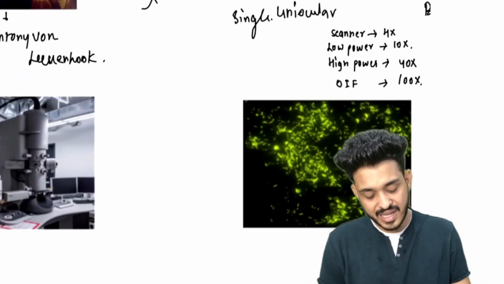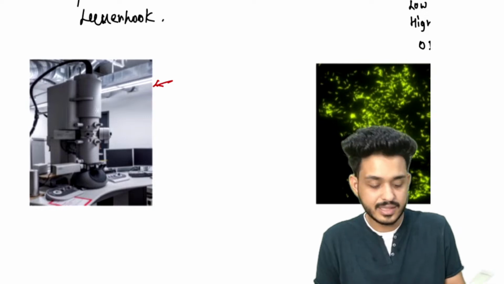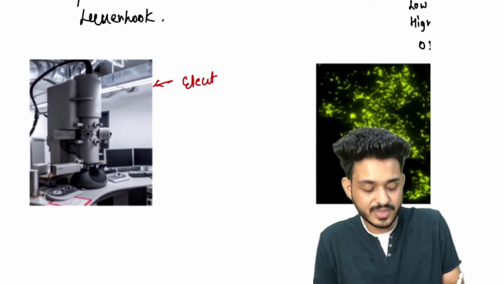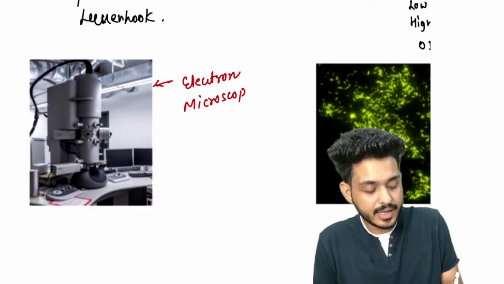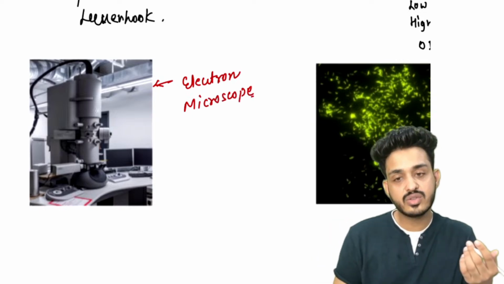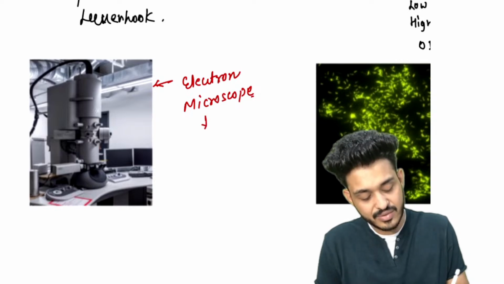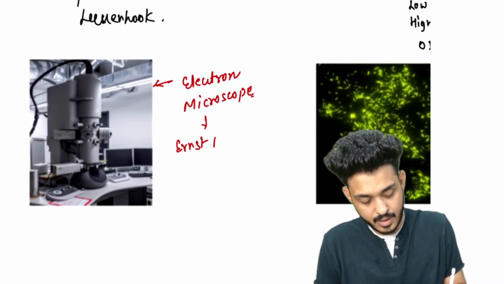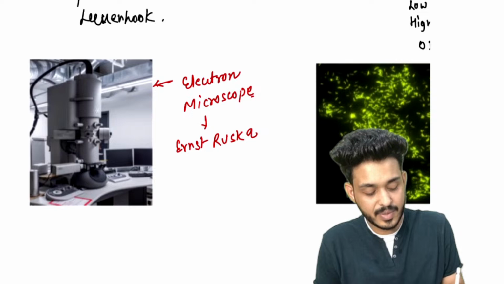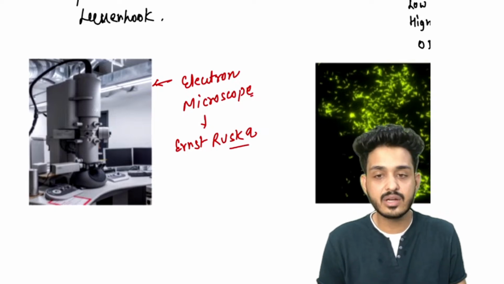Okay, apart from that, look here, this is your electron microscope. The electron microscope was given by Ernst Ruska. E for E, just remember Ernst Ruska, and it will be having lots of electrons.